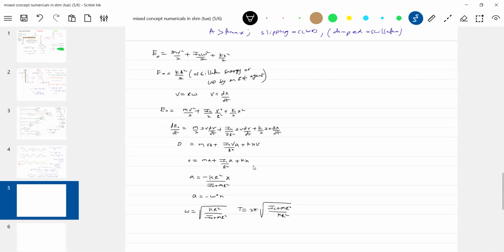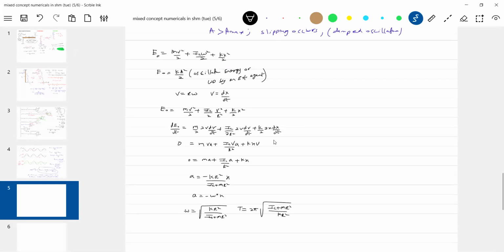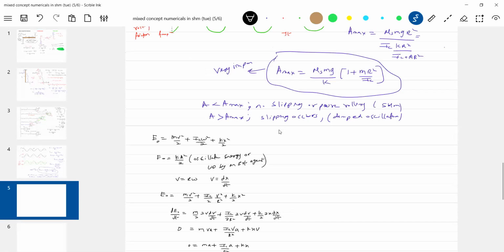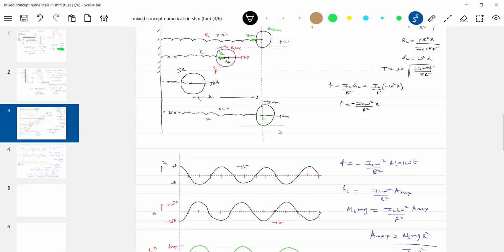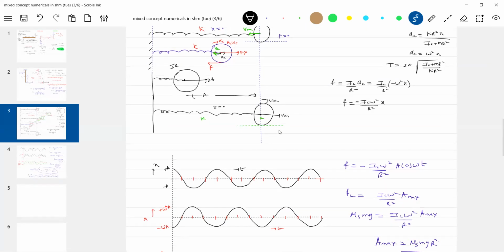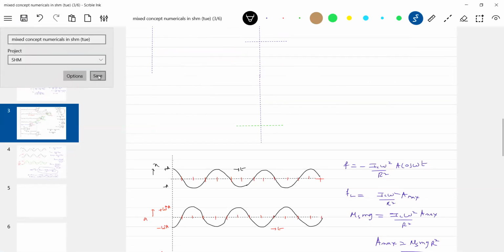Now look at both the answers. Ic plus mr square by kr square, and Ic plus mr square by kr square, 2 pi, by the energy method. Tell me which one you feel. Either one you can prefer, depending upon your convenience. That's what I said. Depending upon your convenience, you can go for either one.